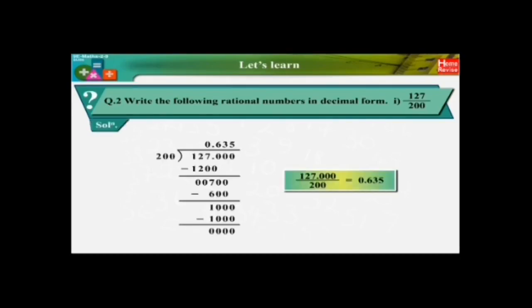Let's take one more example. Write the following rational numbers in decimal form. It is 127 upon 200. So for converting into decimal, we have to divide it. After division, you will get your quotient as 0.635.